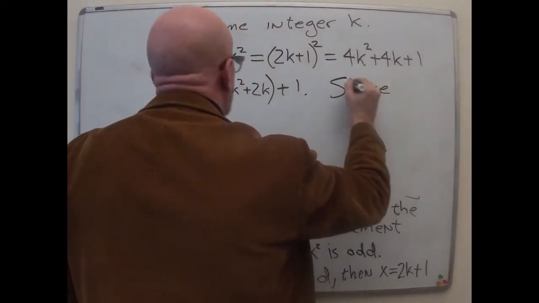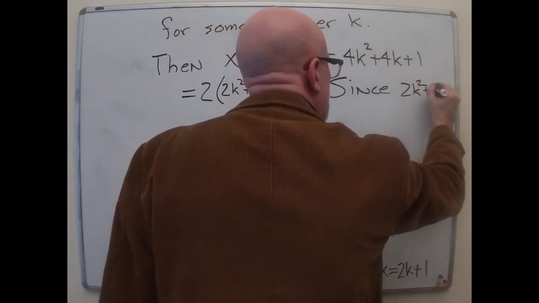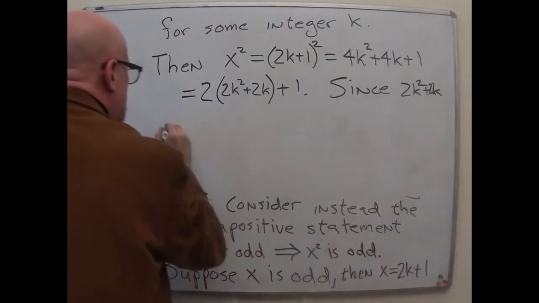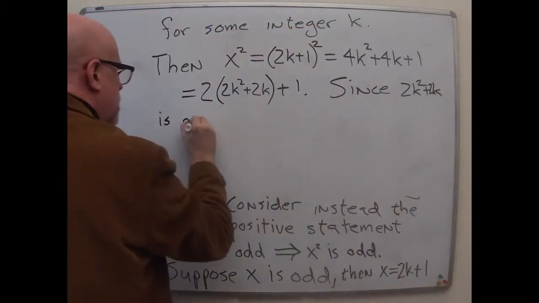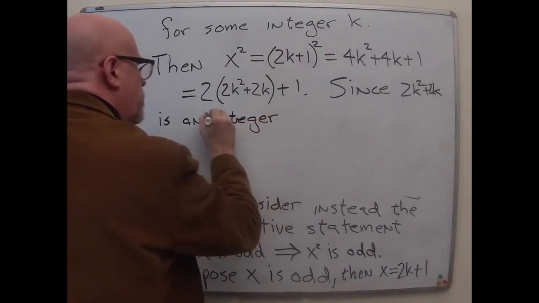So since 2k squared plus 2k is an integer, what we've got there is the definition of x squared being odd.